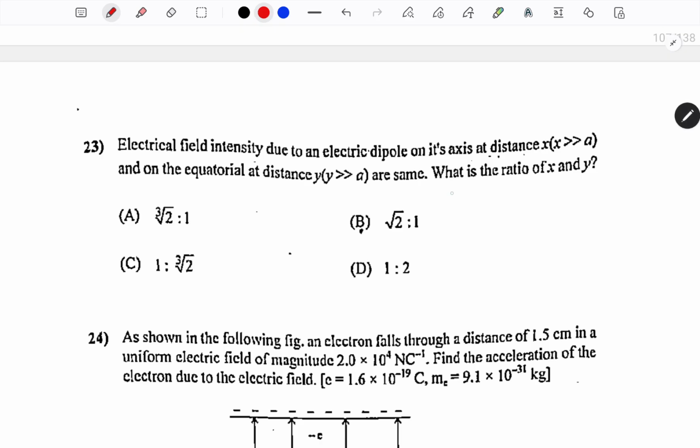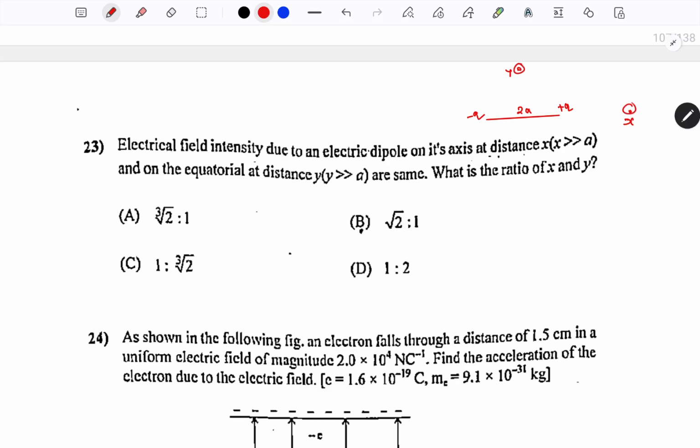Moving further, electric field intensity due to electric dipole on its axis at distance x, and on equatorial at distance y, are the same. The ratio of x and y is? According to this question, we know that a dipole is 2 equal and opposite charges separated by a distance, and if you say here and here, this is axis and this is equatorial. Let's say axis is x and equatorial is y.